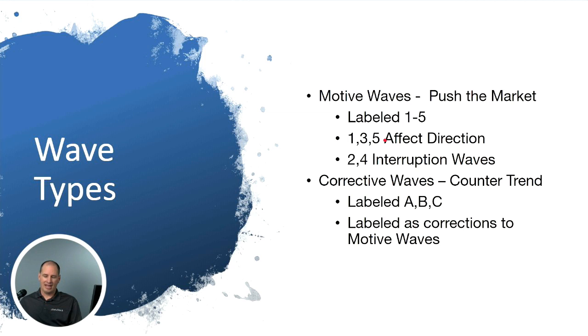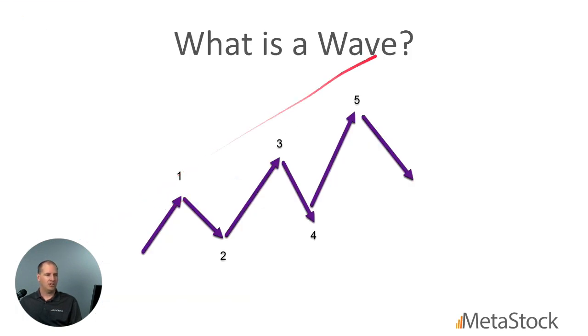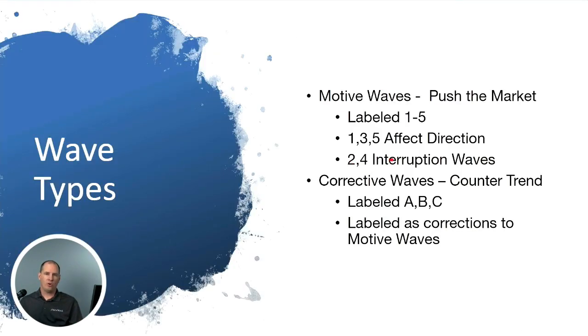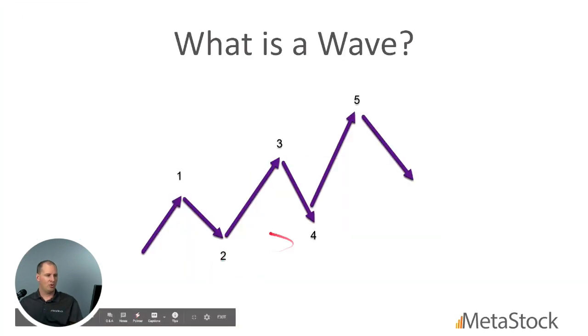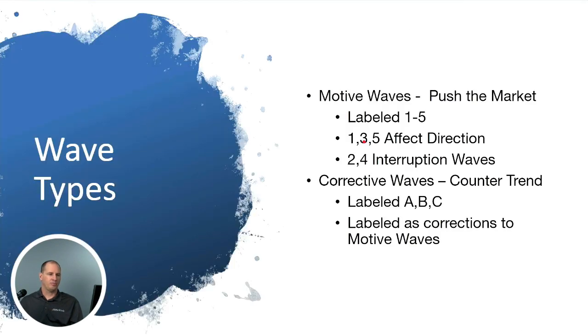1, 3, and 5 are our direction. So this is going up, right? So that's our directional wave. 2 and 4 interrupt the direction. So 2 and 4 will break that chain as it goes through. And then we have corrective waves, which are counter trend. So they reverse the direction. They're opposite of it. And these only have 3 waves, A, B, and C. And we'll show you some examples of these and how you can use them.